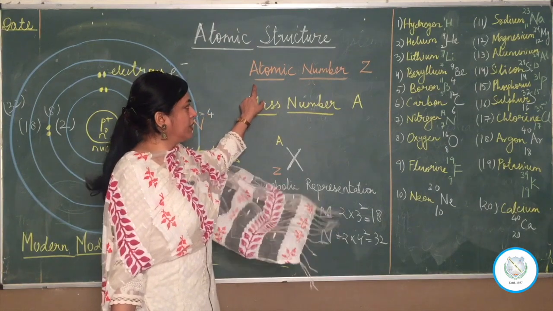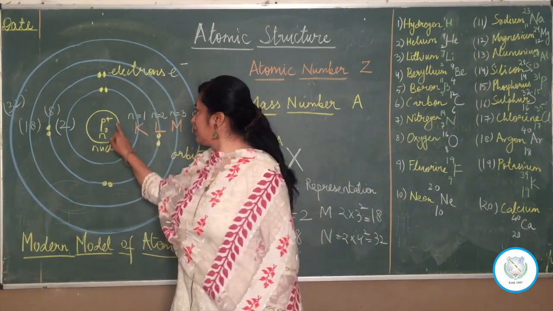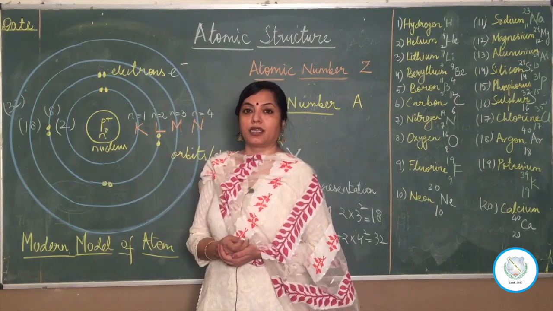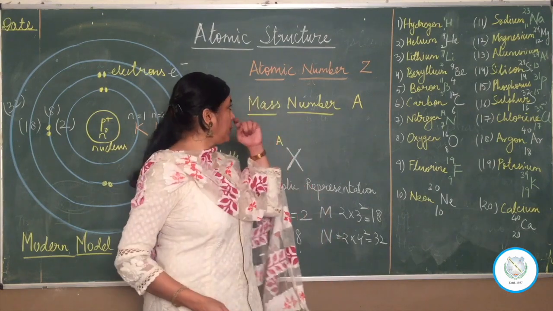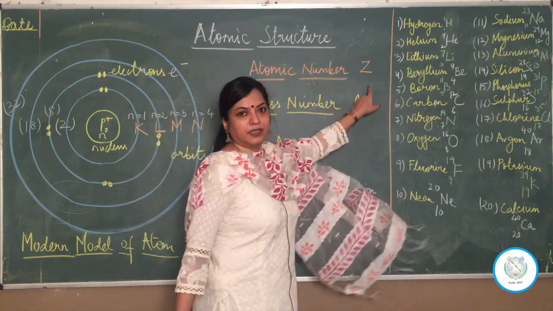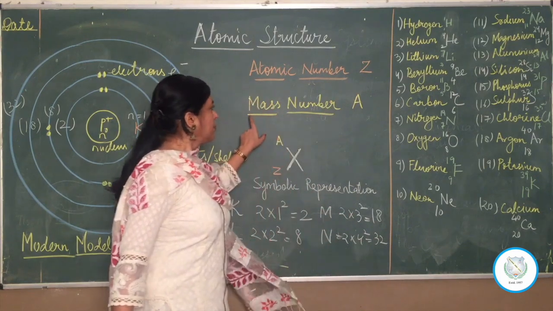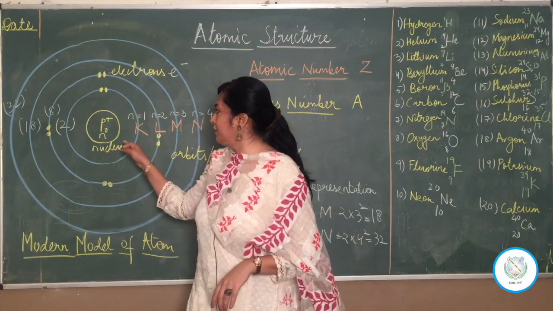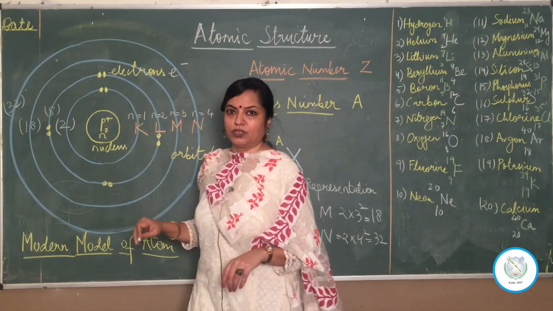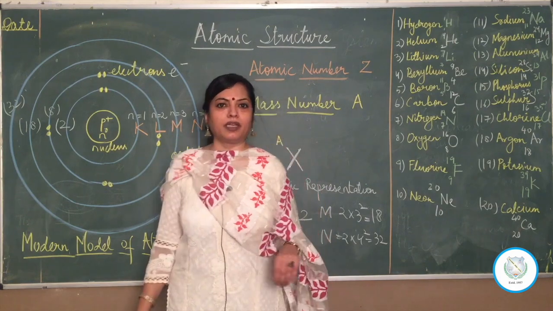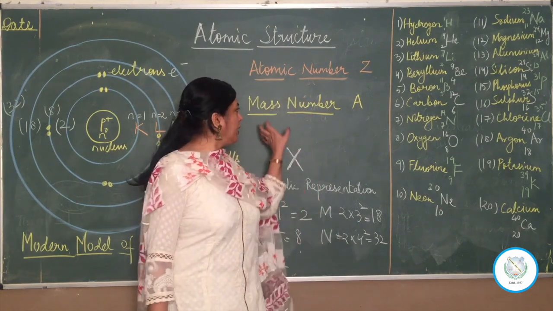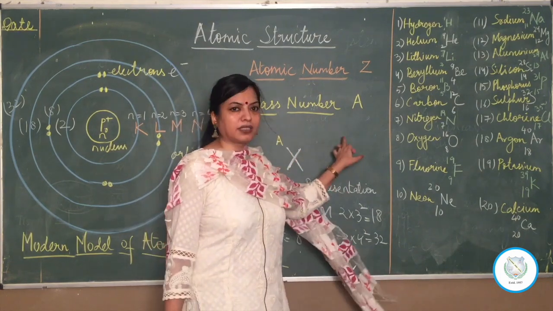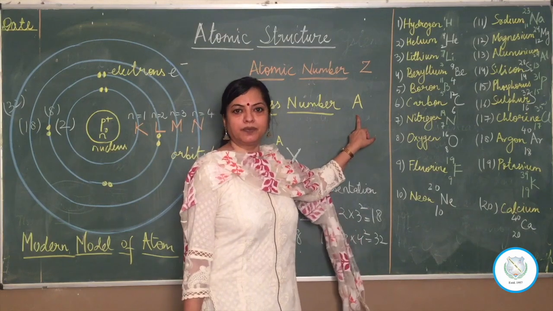Now, atomic number is the number of protons which are present inside the nucleus of an atom, and it is denoted by the letter Z, capital Z. Mass number is the number of nucleons present inside the nucleus of an atom. Nucleons means neutrons plus protons. So the number of protons is the atomic number depicted by letter Z, and the number of nucleons, that is the sum total of protons and neutrons, is known as the mass number, and it is denoted by capital A.